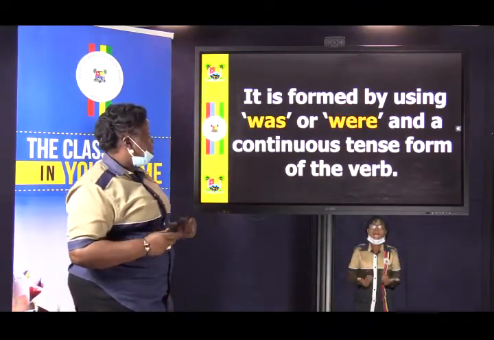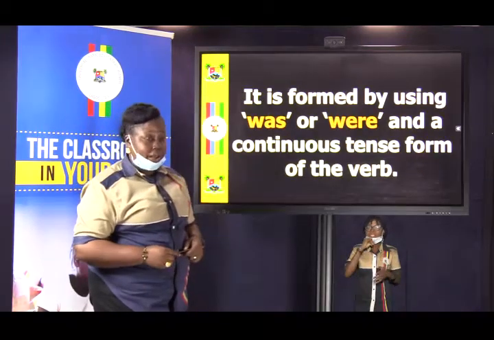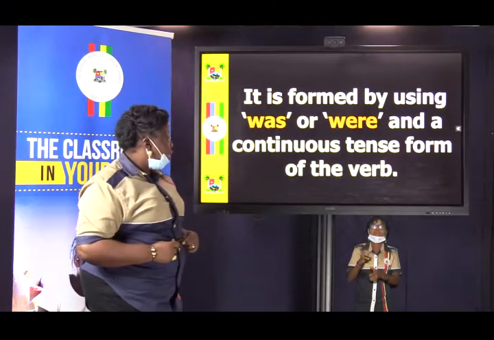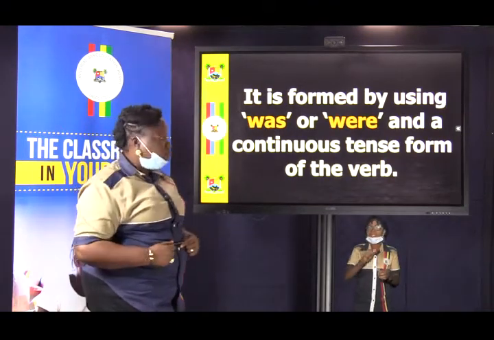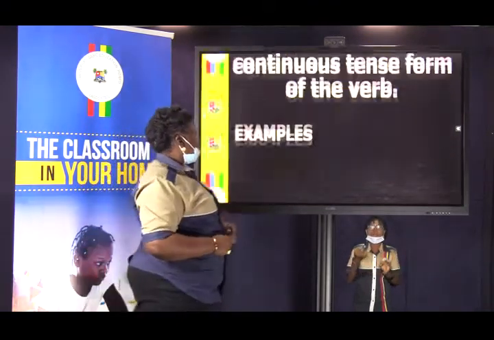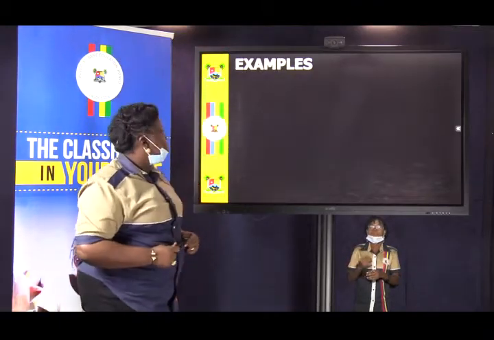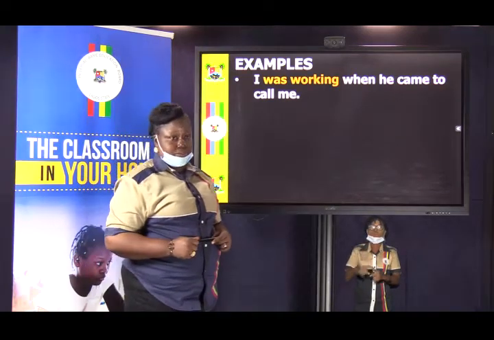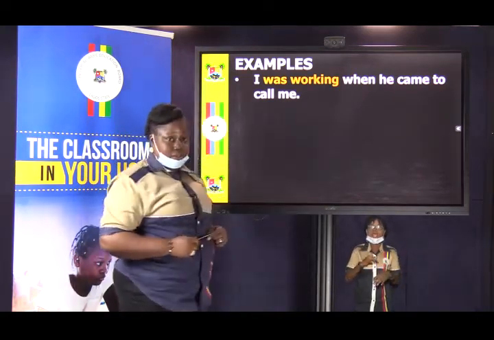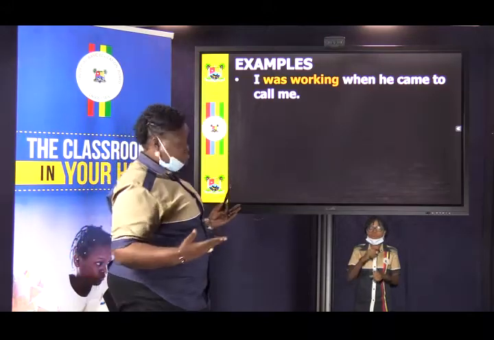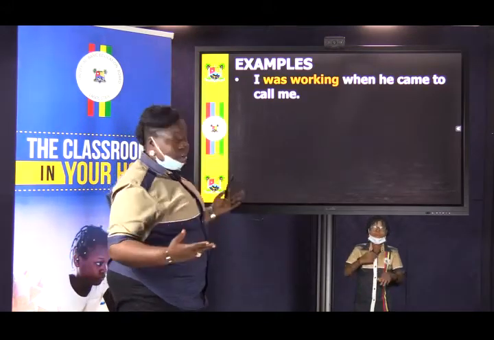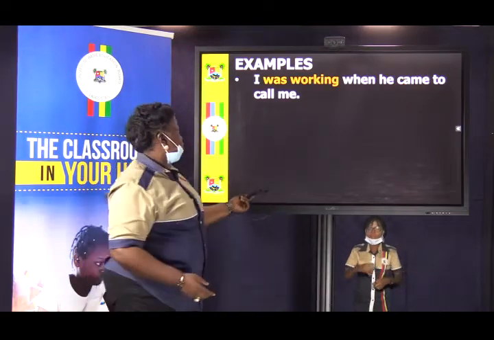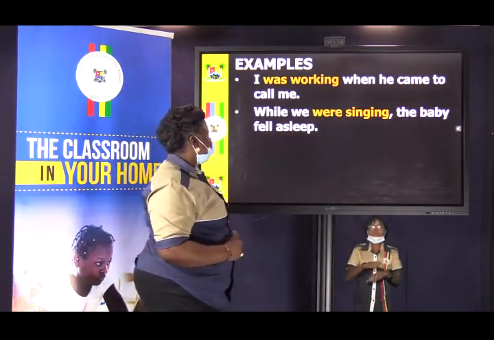How do you form it? It is formed by using was or were, W-A-S or W-E-R-E, and a continuous tense form of the verb. Now, here are examples. I was walking when he came to call me. The action of walking was ongoing when he came to call me.